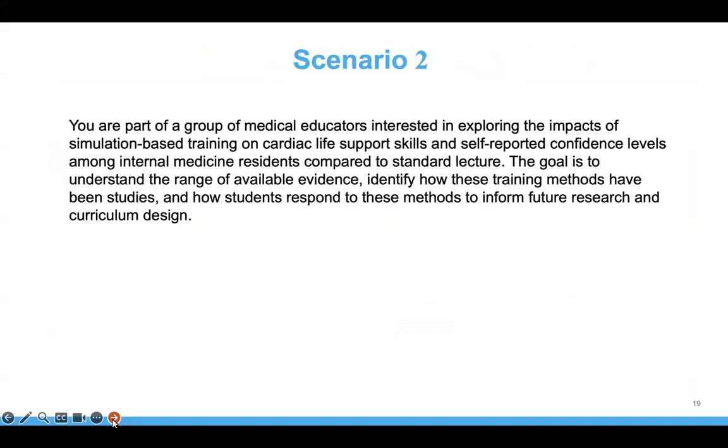Now let's look at another example here. So here we have, you are part of a group of medical educators interested in exploring the impacts of simulation-based training on cardiac life support skills and self-reported confidence levels among internal medicine residents compared to standard lecture. The goal is to understand the range of available evidence, identify how these training methods have been studied, and how students respond to these methods to inform future research and curriculum design.